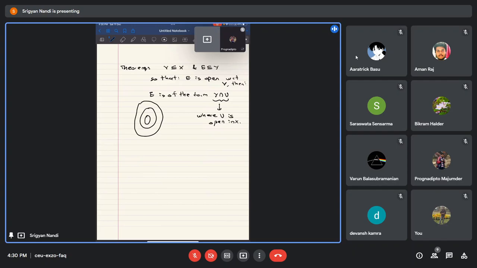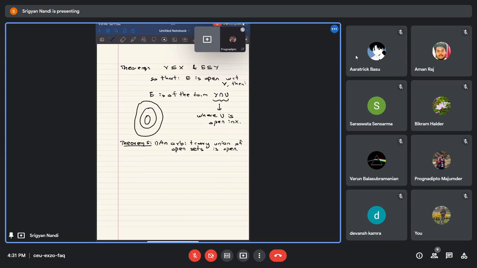And another, this one will be important. An arbitrary union of open sets is open. So that's part one. It's actually a theorem in four parts.